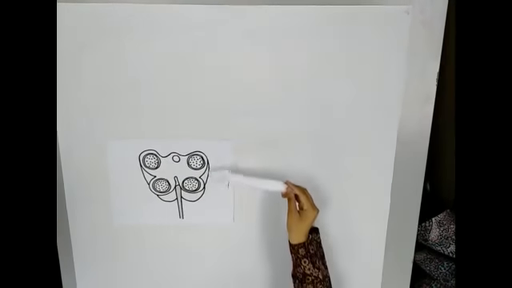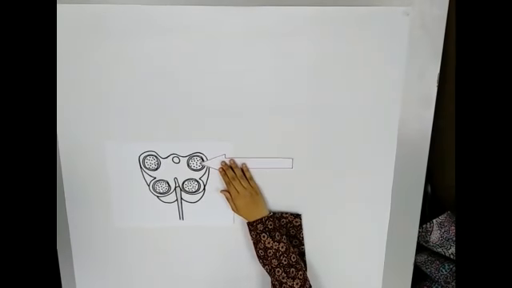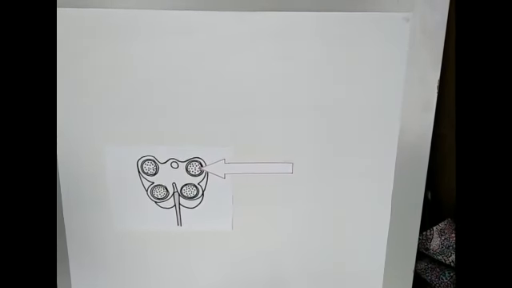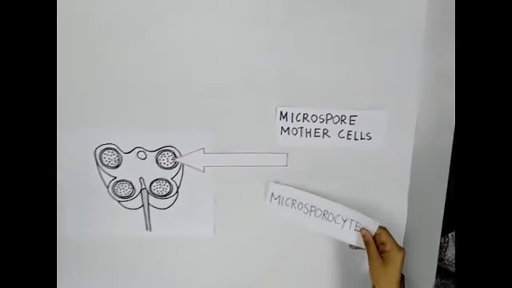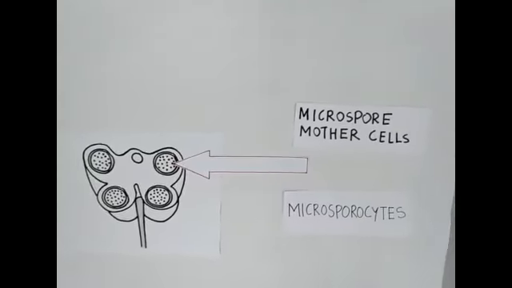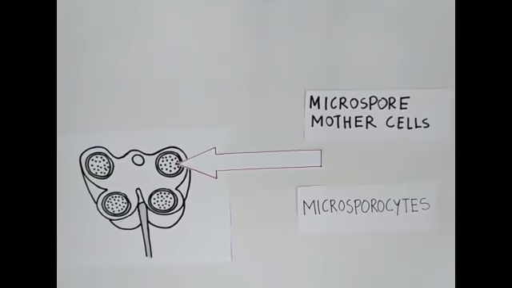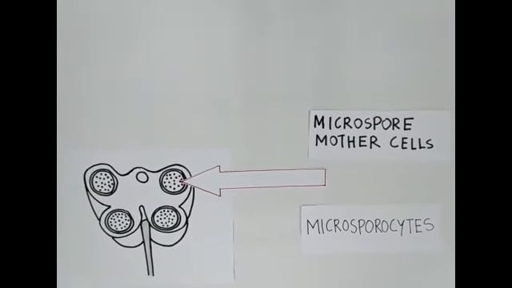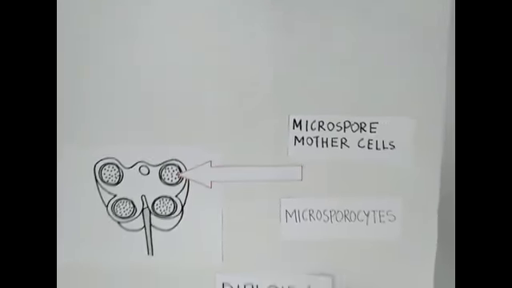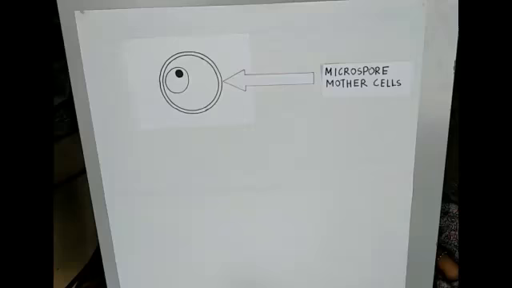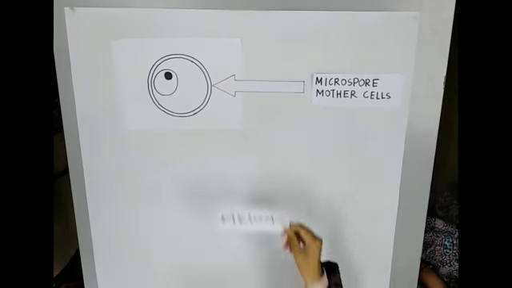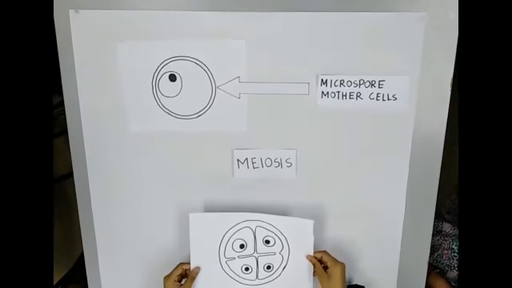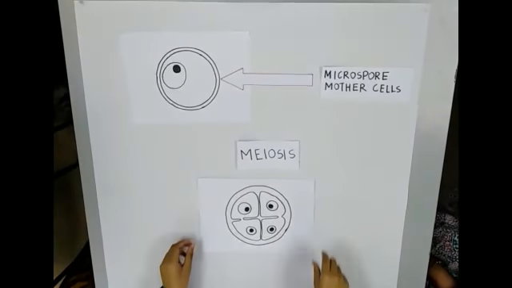First and foremost, the cells within the pollen sacs are called microspore mother cells or microsporocytes. Each microspore mother cell is diploid. Each microspore mother cell divides by meiosis to produce 4 microspores.